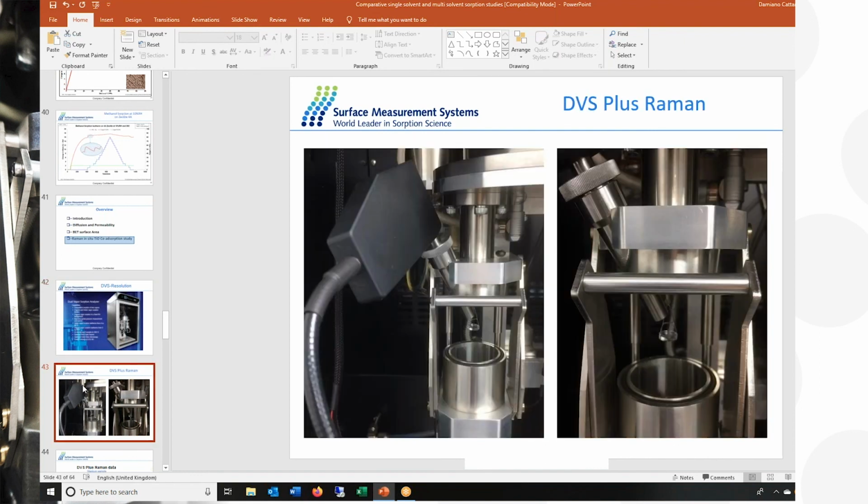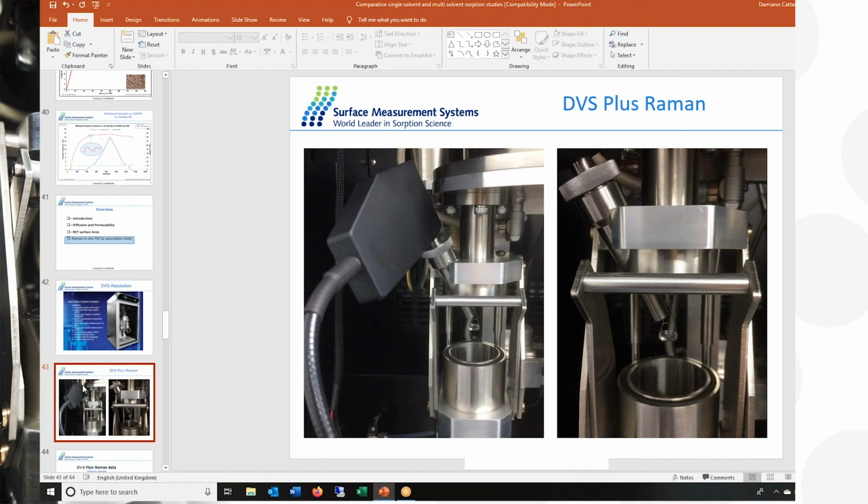What we actually do is we integrated the DVS software with the Raman software itself. So whenever the mass of the sample reaches equilibrium, it automatically triggers the Raman spectra. It's a fully integrated process between the two software. The analysis of the data is controlled by the DVS software on the DVS side, and on the Raman side it is controlled by the B&W Tech software itself.